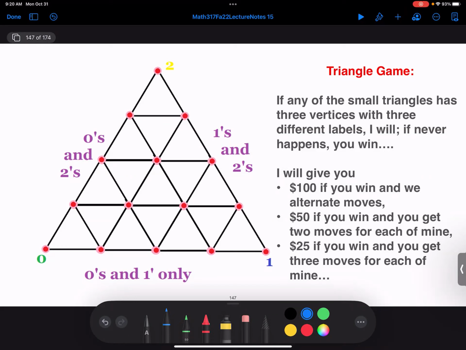So here's the rules. The 3 vertices are labeled 0, 1, 2. The bottom, you can only label the vertices with a 0 or a 1. The right side only with a 1 and a 2, and the left-hand side only with a 0 and a 2. And you and I have to label all the vertices. My goal is to make sure that one of the small triangles has a 0, 1, 2 labeling. If you look at the giant triangle, it has a 0, 1, 2 label, but that's not one of the small triangles. How many small triangles are there?